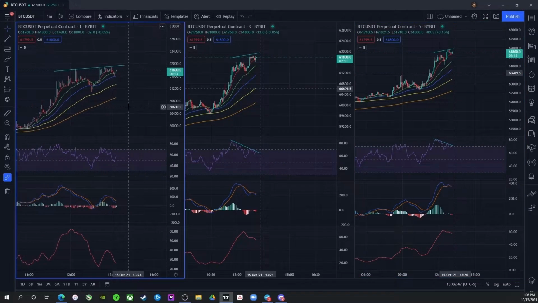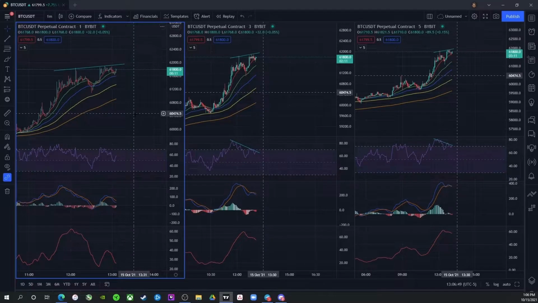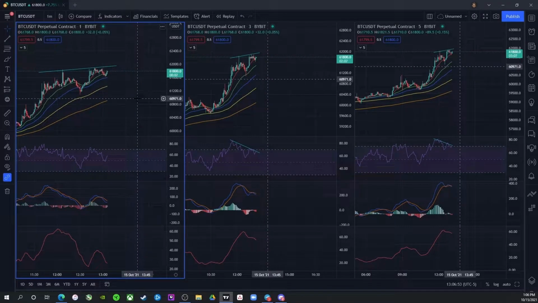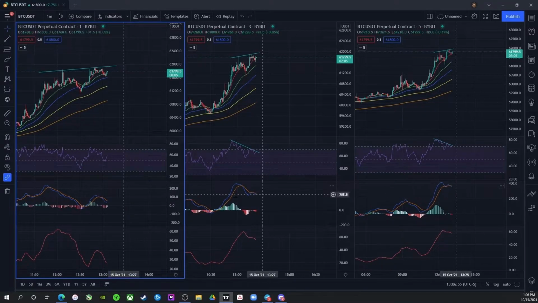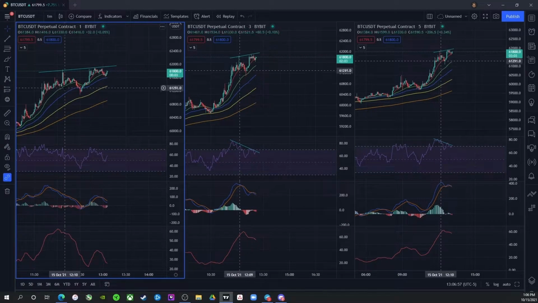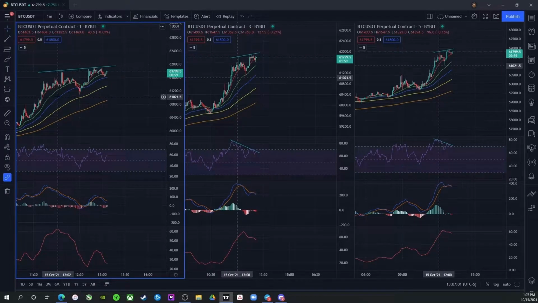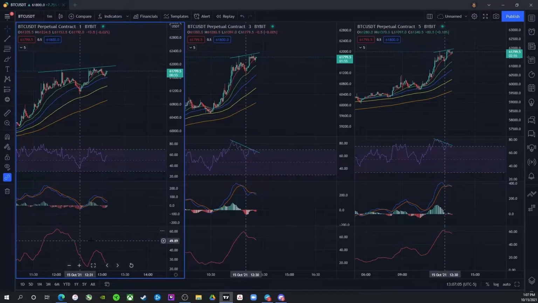If you don't know much about the RSI divergence, we have another video about that, multiple videos actually, that you can check out to learn more about the RSI and all these indicators that I'm using here. These are my favorite indicators. I'm using the exponential moving averages, 9, 26, 50, 100, 200, the RSI, the MACD, and the ADX.